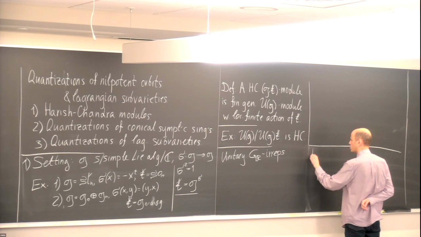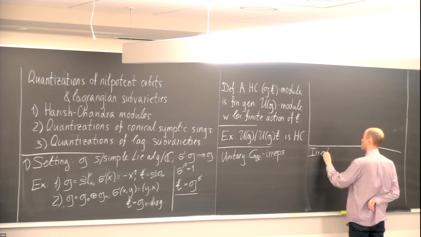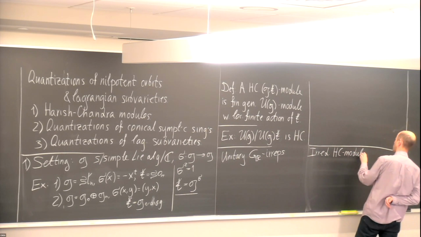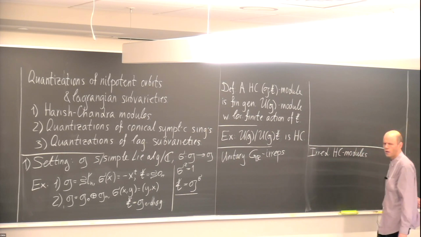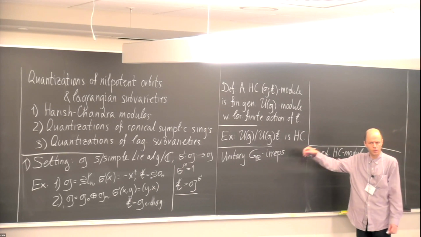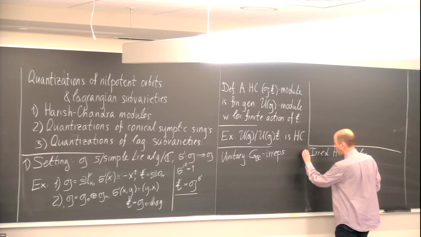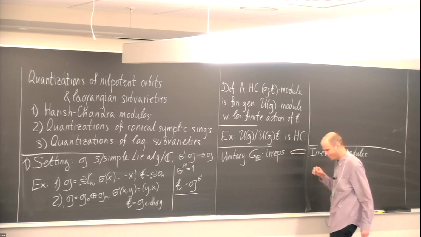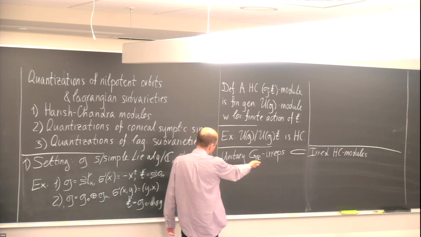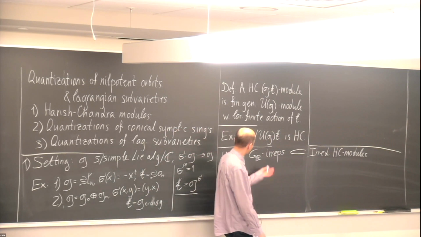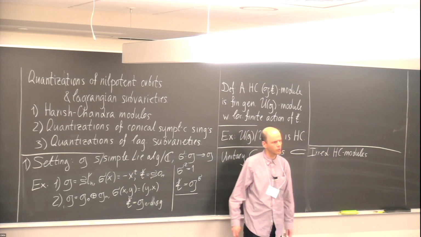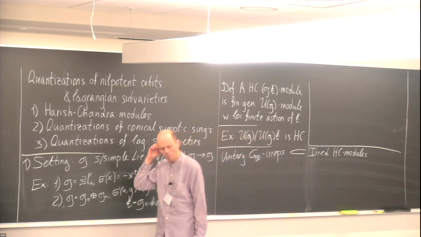versus irreducible Harish-Chandra modules. And one can actually produce such an irreducible Harish-Chandra module out of an irreducible unitary representation. And that's a very classical object in representation theory, and the classification of such reps becomes a question of which irreducible Harish-Chandra modules come from unitary representations.